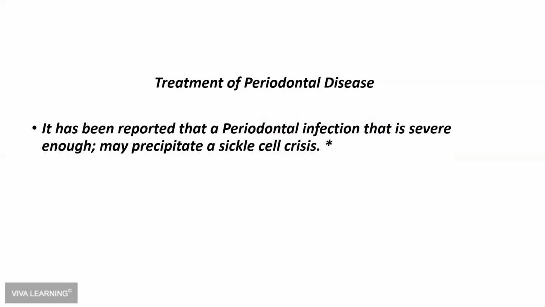Okay. With periodontal disease, it has been reported that a periodontal infection that is severe enough can precipitate a sickle cell crisis. This actually happened with one of our patients. This lady, I know we always say a class 3 and a class 4 SRP. This lady was a class 8. Her mouth was so infected that she had pus around the teeth.